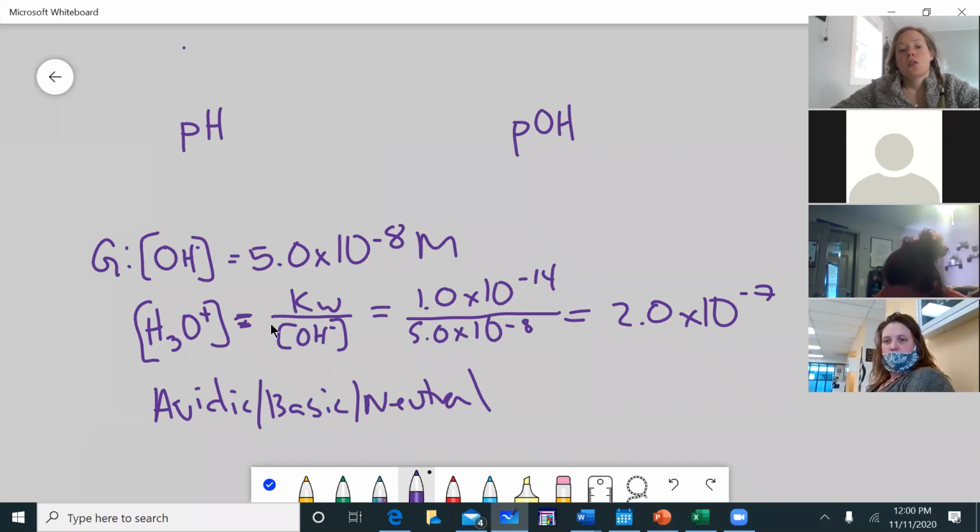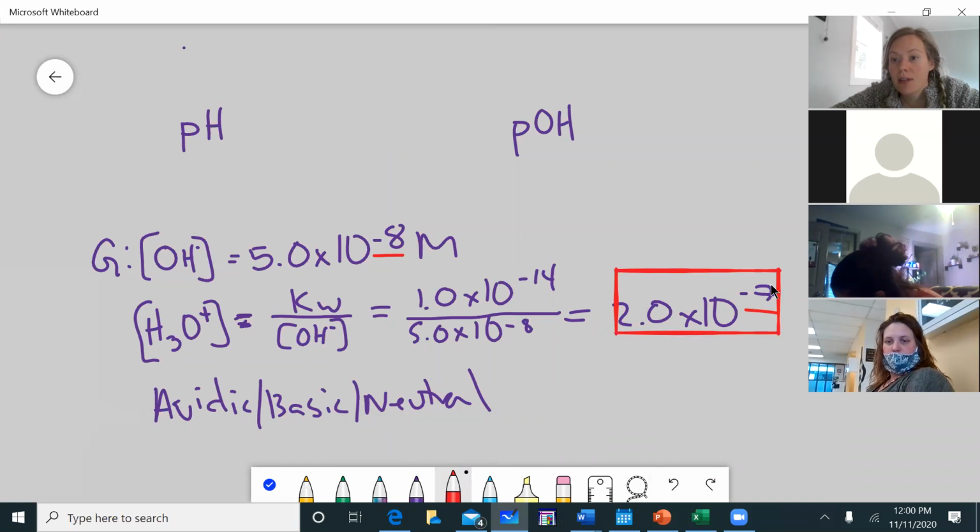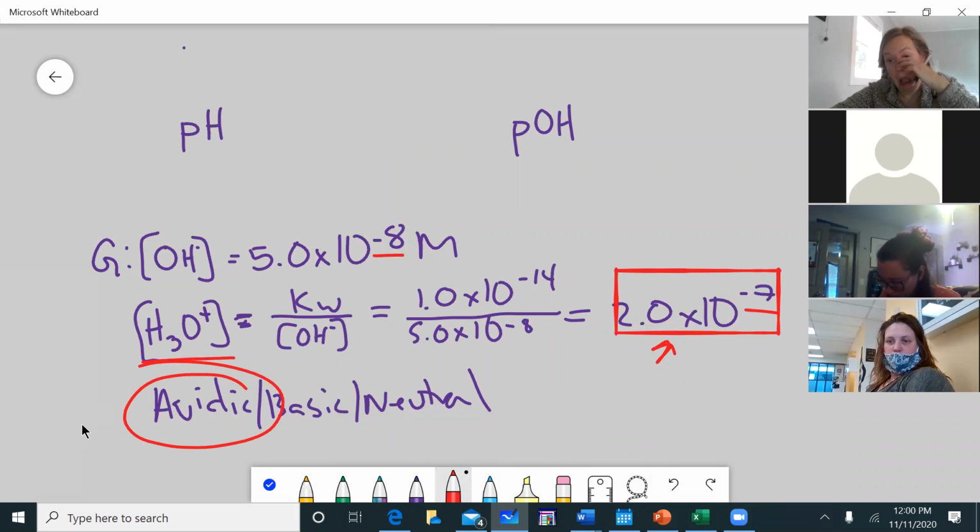Okay, so we know what our concentration of H3O plus is. We know what our concentration of OH minus is. So if we want to figure out if it's acidic, basic, or neutral, we have to see which one is winning. Which one do we have more of? Now we're dealing with negative exponents here, okay? So which number is bigger? This is a bigger number because this negative 7 is closer to 0 than the negative 8 is. Right? Negative values, opposite. So this is our bigger number. So what's bigger? The acid is bigger. So we're going to say this thing is acidic.